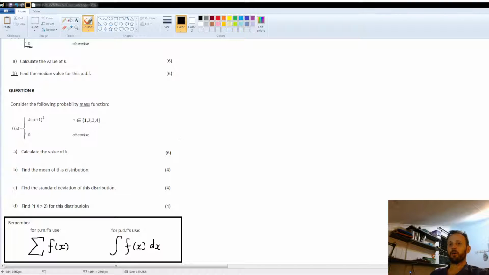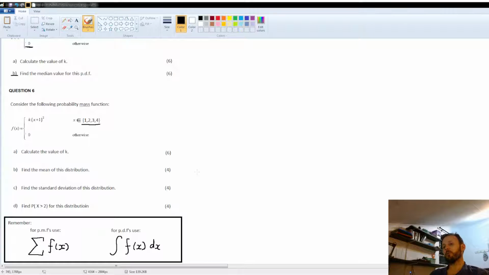And now we're on to the last questions. This is the probability mass function, which means the variable is discrete. Have a look. 1, 2, 3, 4. It's discrete. No in-between values. Only 4 values, in fact. That's pretty discrete. Calculate the value of k.